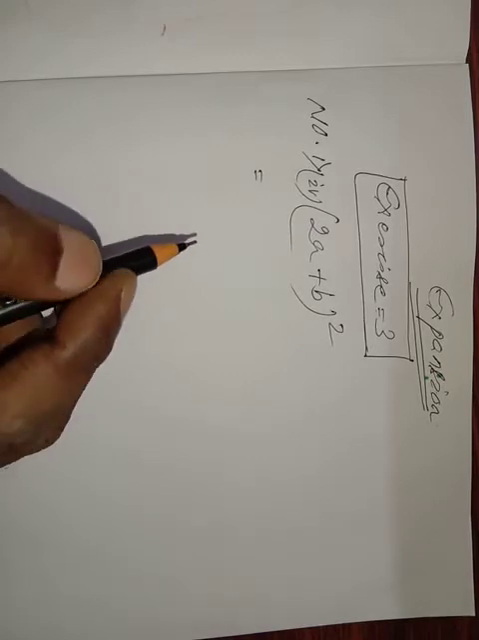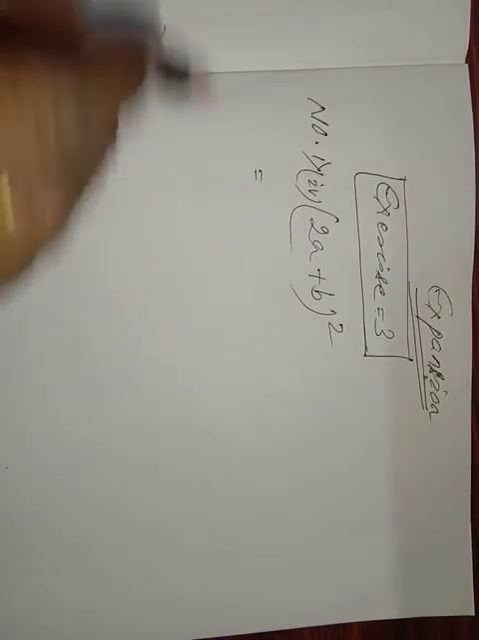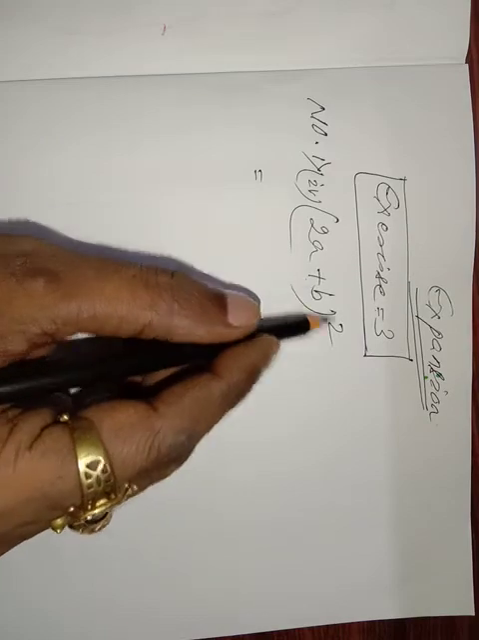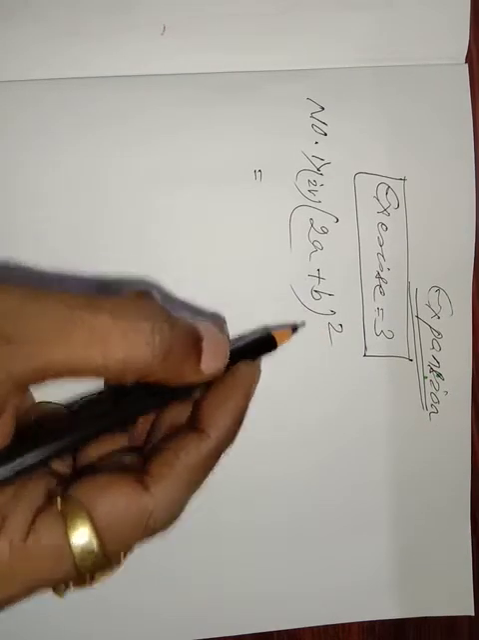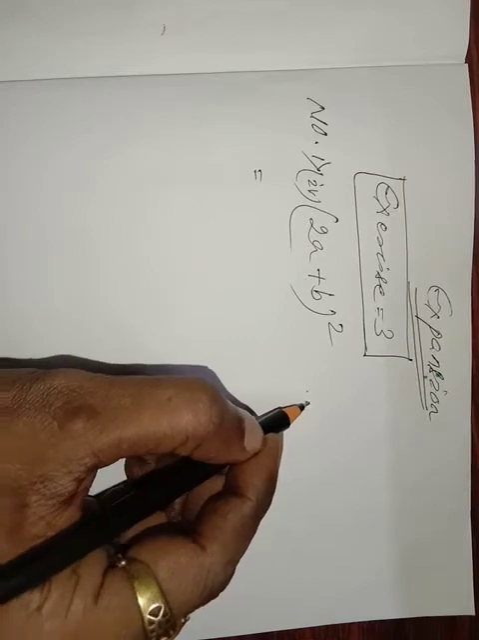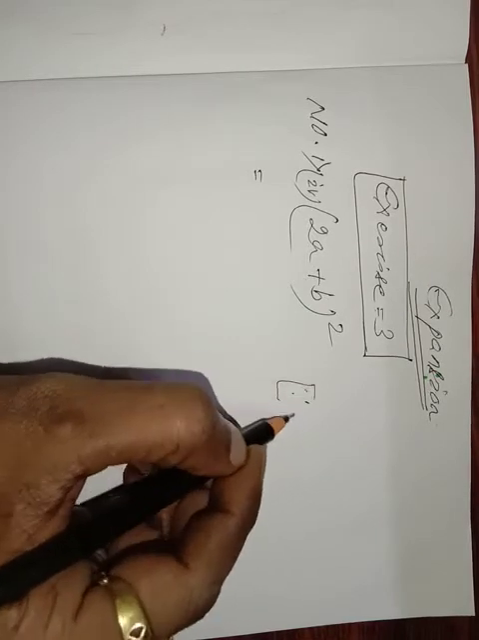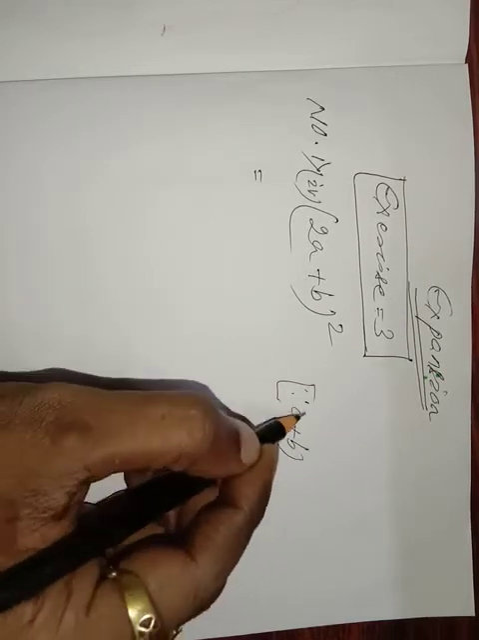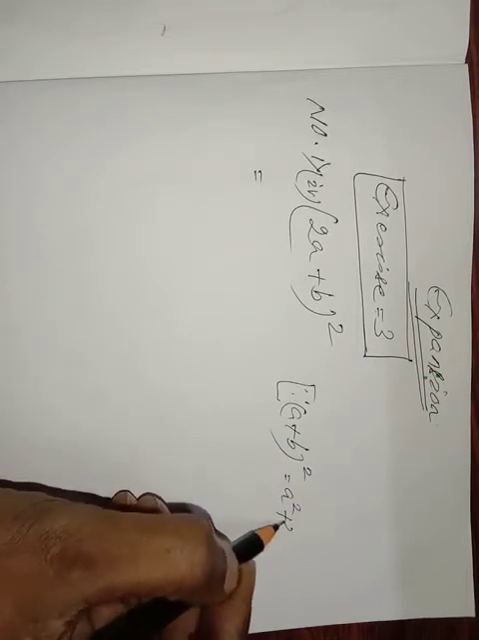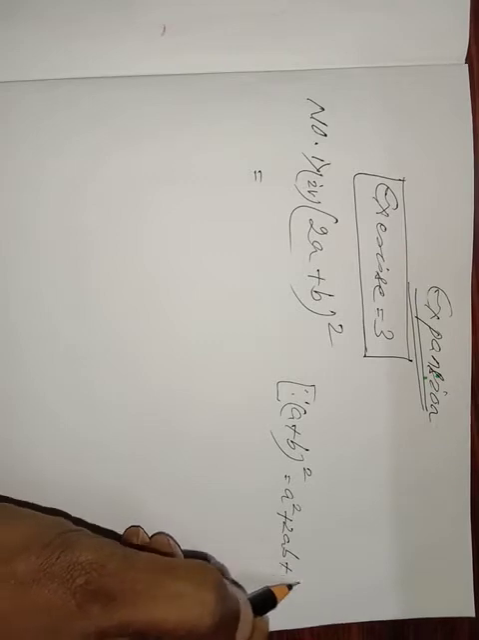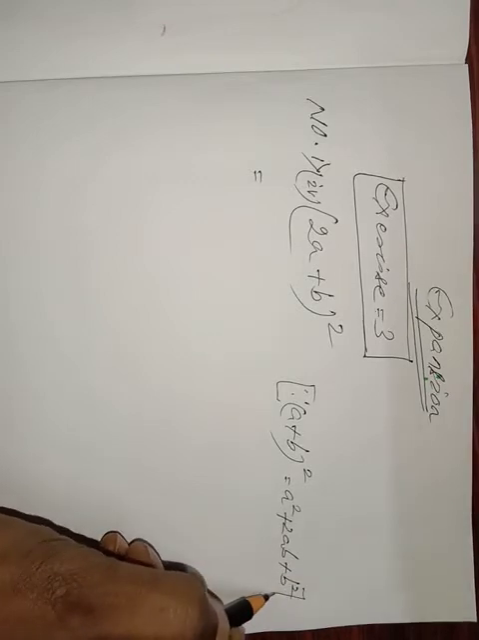See the question number 1, fourth part. The question given is 2a plus b whole square. Okay? Do you know the whole square formula? See, I am writing the whole square formula here. The (a plus b) whole square formula is a square plus 2ab plus b square. You have to apply this formula here.